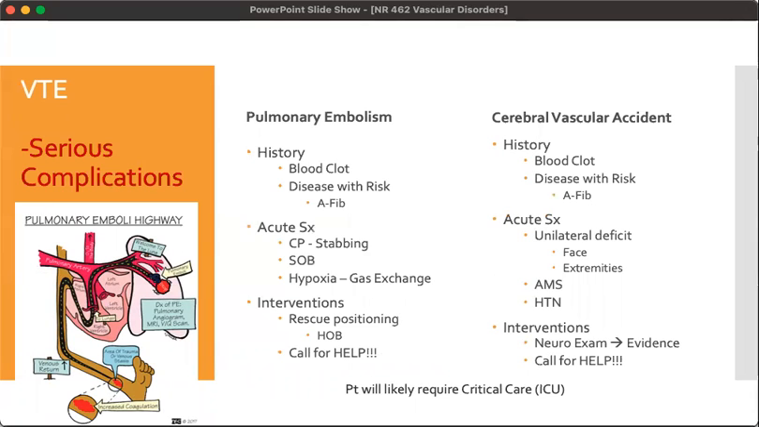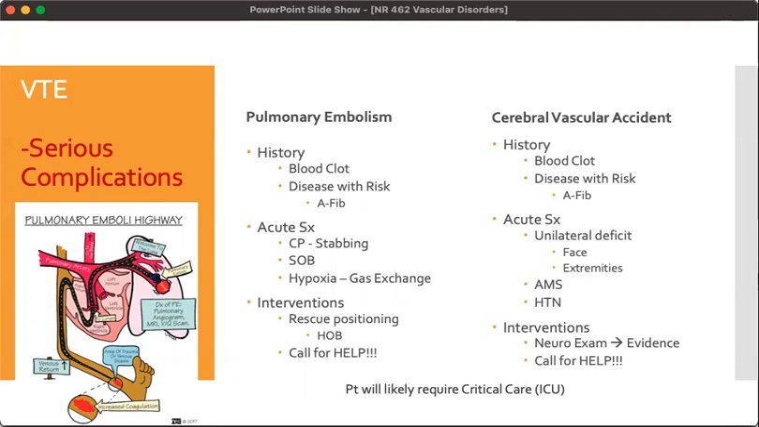So the serious complications, we've talked about these a little bit by name. So pulmonary embolism, this is where part of that blood clot has broken off in the venous system, traveled back through the vena cava, through the right side of the heart into the pulmonary arteries and gotten stuck in the pulmonary capillary beds and is now depriving the lung of circulation so that gas exchange cannot happen in that area.